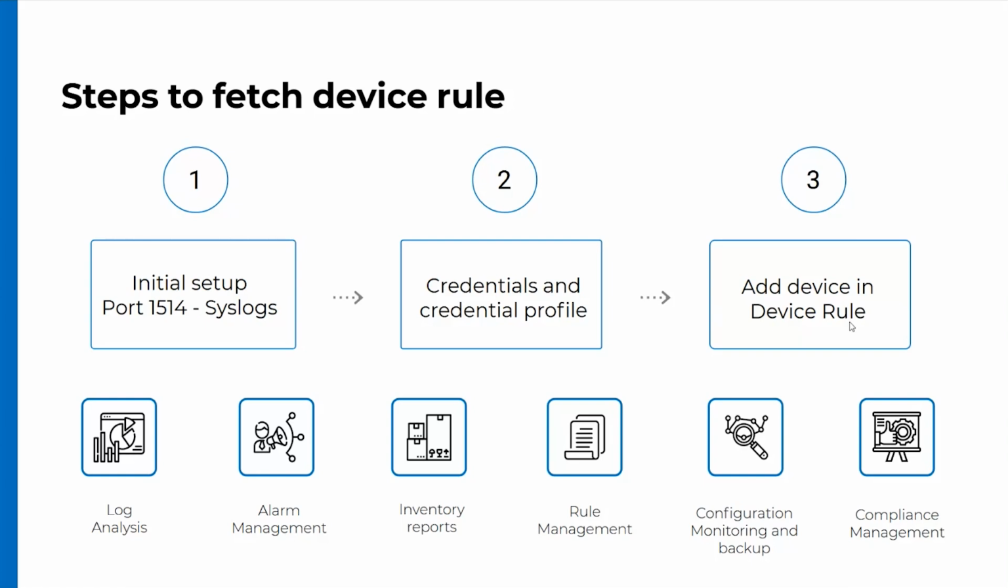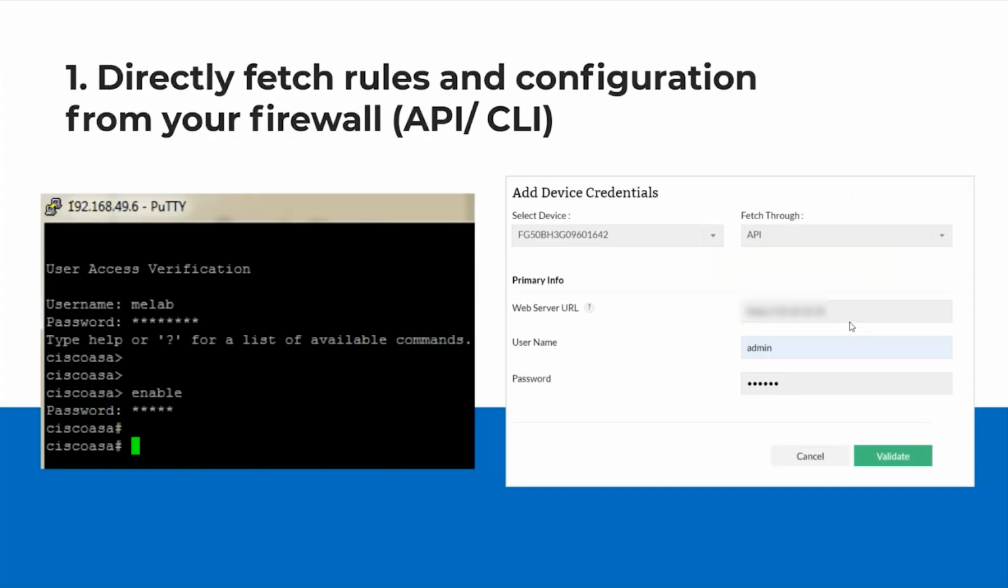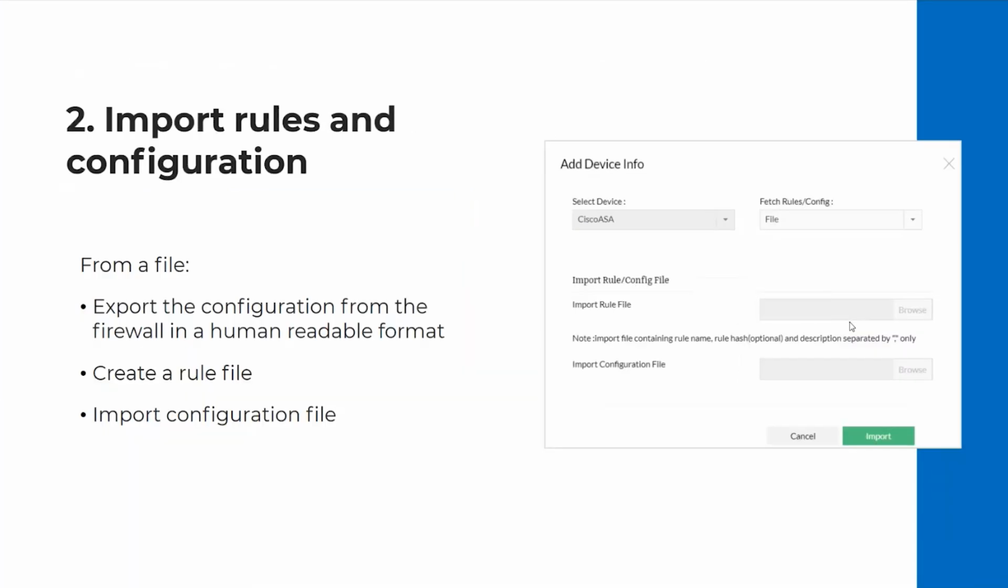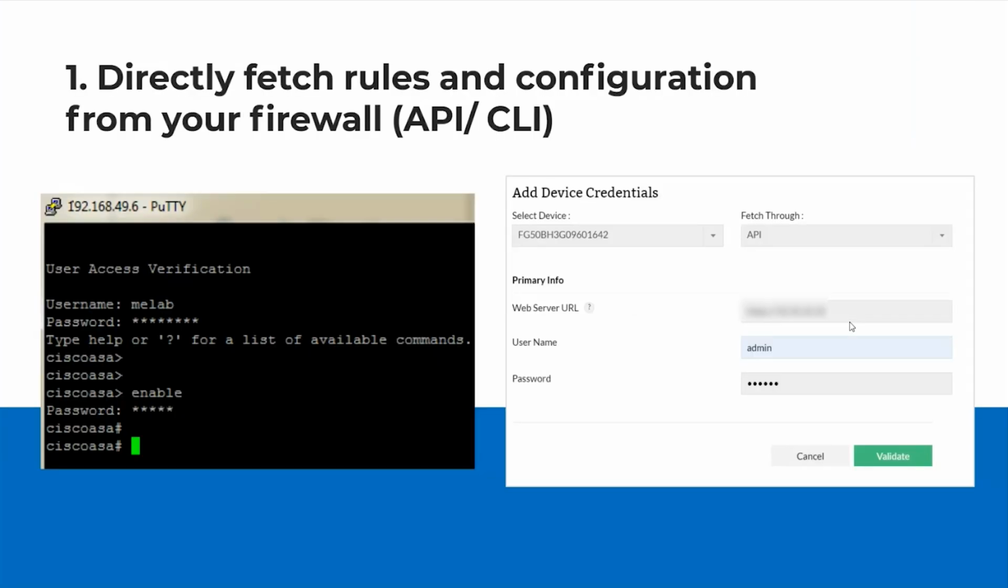So actually, you can fetch firewall rules and configuration in two ways. The first method is by using API or CLI protocols, and the second one is by directly uploading a rule file or a configuration file to Firewall Analyzer. Let's discuss the first method in detail. So the API or CLI fetching is available for most firewall vendors, and the list of these supported vendors will be shared with you at the end of the session, or you can also find it on our website.